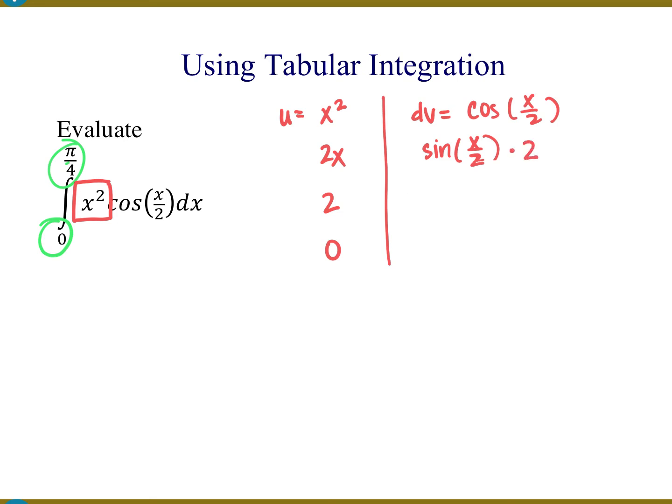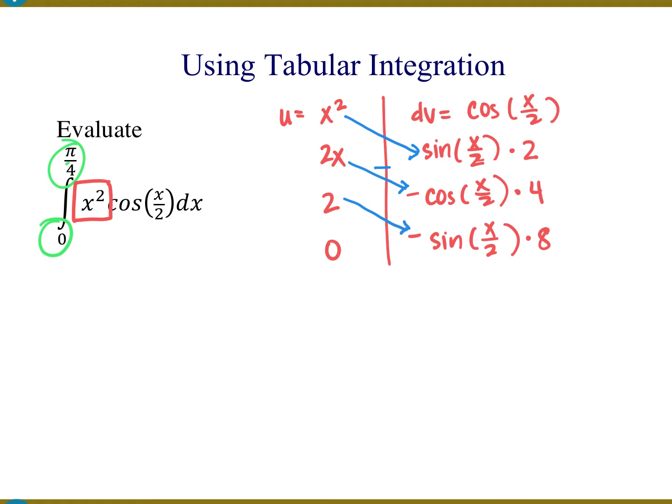And then I'll do it again. Antiderivative, and multiply by 4. And then one more antiderivative, and I'll multiply by 8. Okay, now I'm ready to do my pairing. So I'm going to pair these two together. I'm going to pair the next two. Those will be with a minus sign. And then I'll pair the last two, which would be positive.